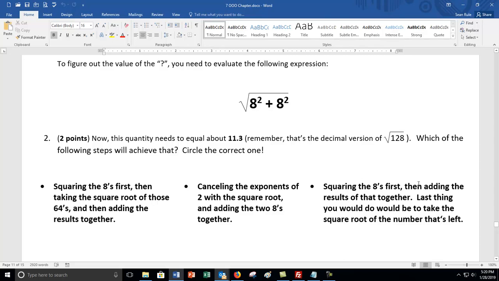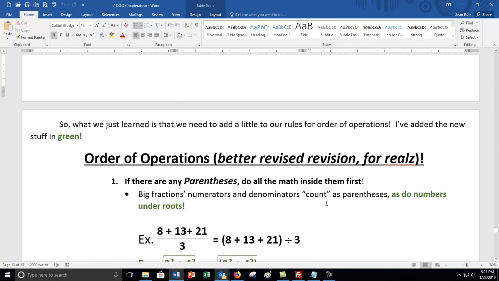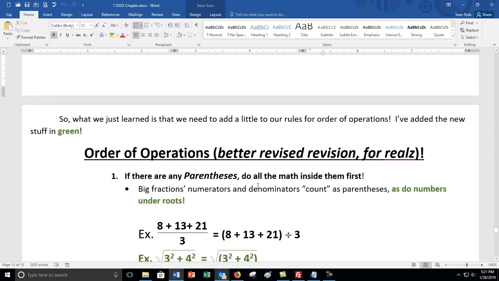Squaring the 8's first, then adding the results of that together. So 8 squared is 64, plus 8 squared is 64. 64 plus 64 is 128. The last thing you would do would be to take the square root. That's exactly it. That's the one you need to do, the very last one over here. And that's why I introduced this new order of operations, better revised revision for reals.